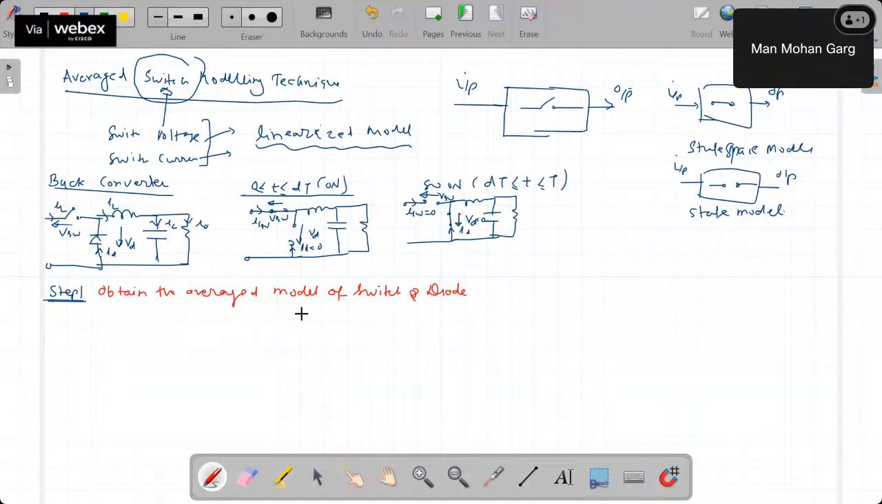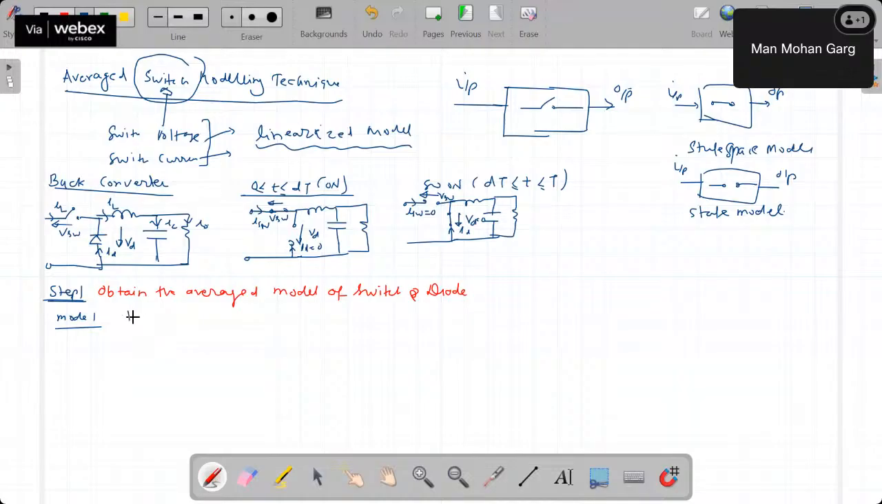So the first step is to obtain the average model of the switch and diode. Before obtaining the average model, we consider the individual modes. Maybe there are 2, 3, 4, or 5 modes, depending upon the circuit configuration and its working. Here there are 2 modes. In the previous case, we used to consider states, such as inductor current or capacitor voltage. Now we are not considering any states. We are just considering the switch current and switch voltage.